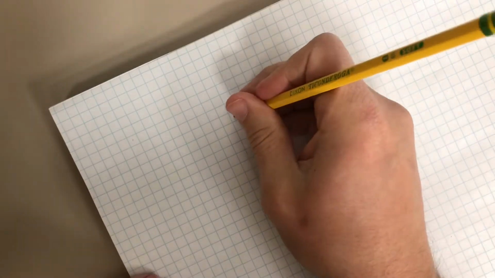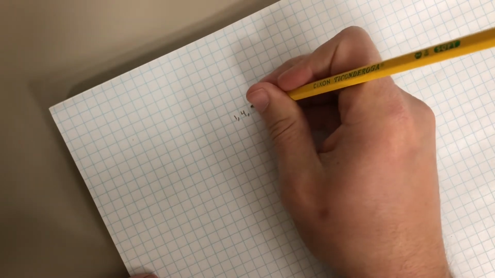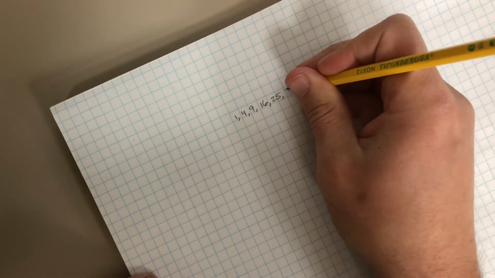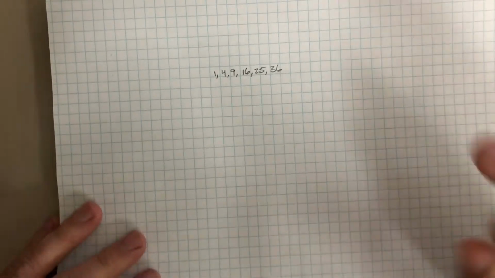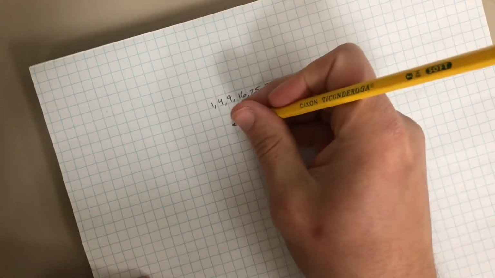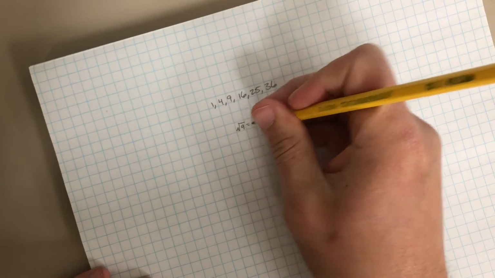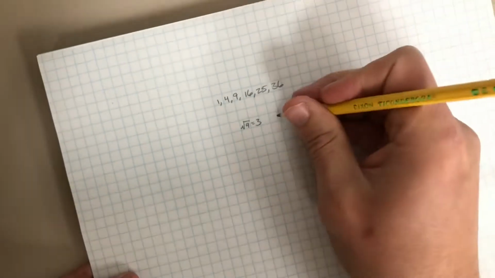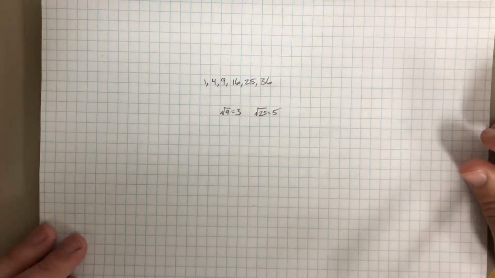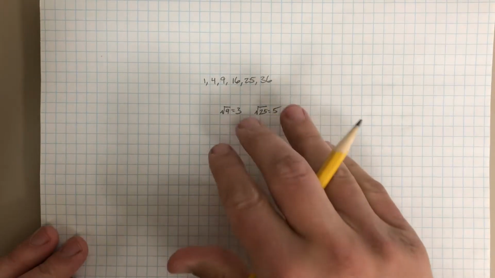Let's get started. So, recall that certain counting numbers are called perfect squares. For instance, that would be 1, 4, 9, 16, 25, 36, and so on. They're called perfect squares because the square root of these numbers is an integer. For instance, the square root of 9 is 3. The square root of 25 is 5. Okay? So that's why they're called perfect squares, because they have an integer.